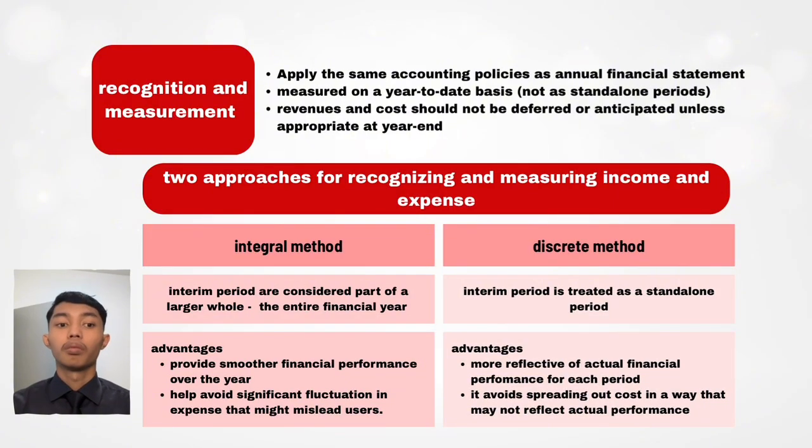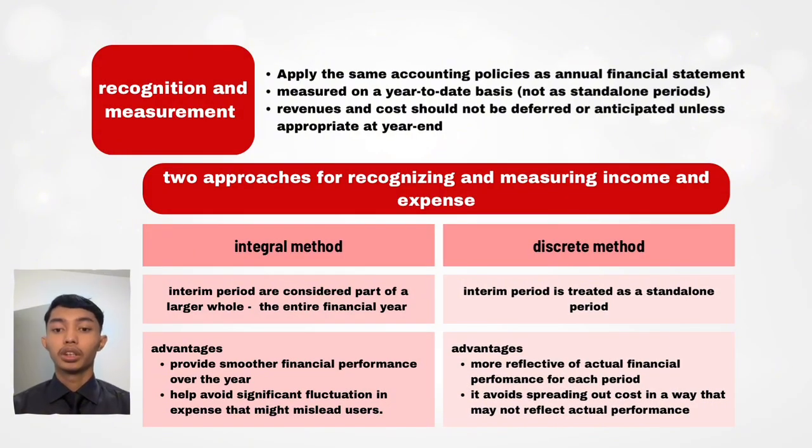There are two main approaches when reporting in an interim period, the integral method and the discrete method. Under the integral method, the interim period is viewed as part of the entire financial year. This means income and expenses are recognized with the full year in mind. The advantages of this method include that it provides smoother financial performance throughout the year. It helps avoid significant fluctuation in expenses which could otherwise mislead users.